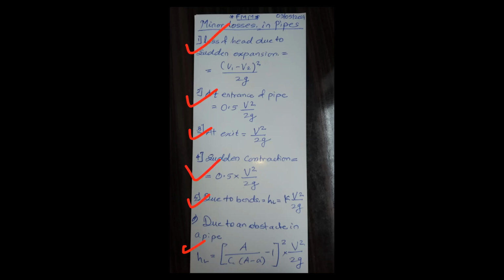Okay. So due to sudden expansion and sudden contraction, these are the two head losses. At the exit and at the entrance, again, we have the minor losses, due to bend and due to obstacles. Now, all these minor losses can be neglected if we are considering the frictional losses. So frictional losses are the major losses, head loss due to friction. So if we neglect the minor losses, then only the major loss will be there.